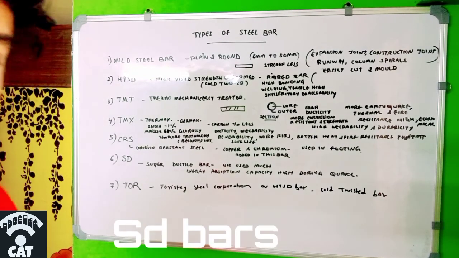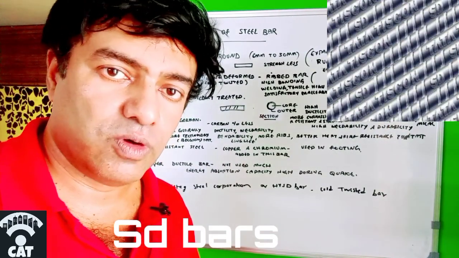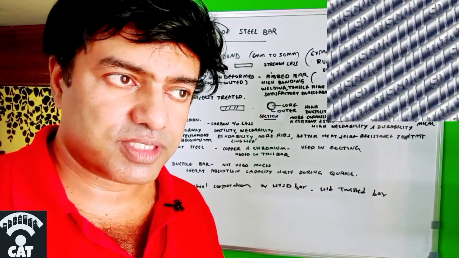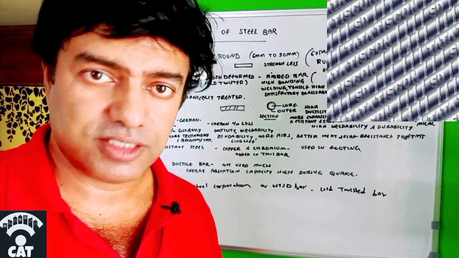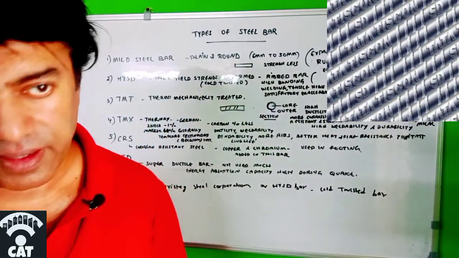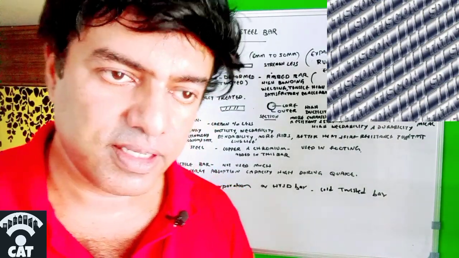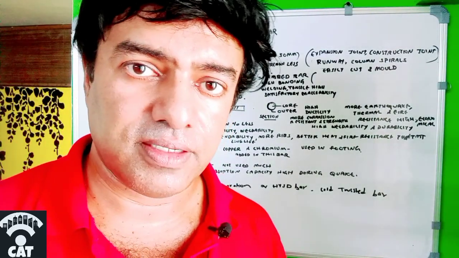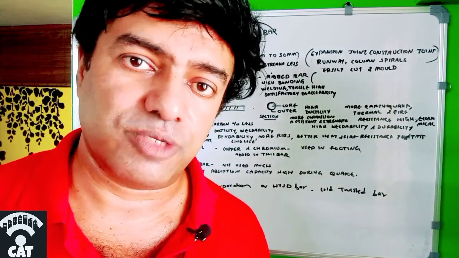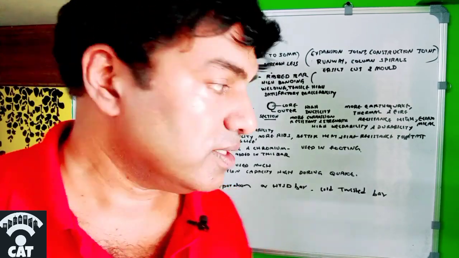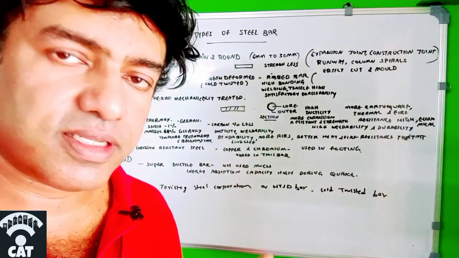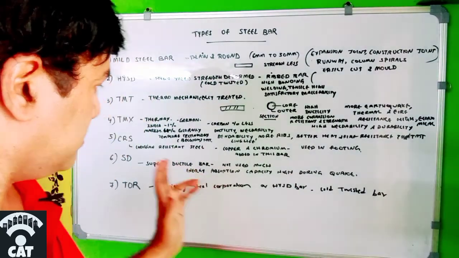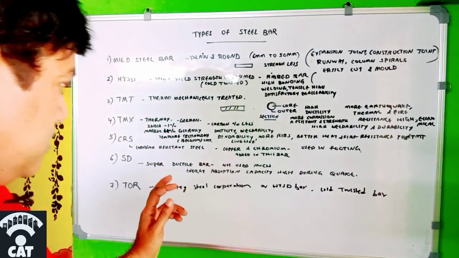And then comes SD, the super ductility bar. It is especially used in earthquake prone areas. It is not widely used in India, but where earthquake risk is very high, they use SD bars, because they absorb more energy when an earthquake happens, and the time available for evacuation in that particular building will be longer, because the bar will fail only after some time, since the energy absorption is high. Only for that kind of area do they use super ductile steel bar.